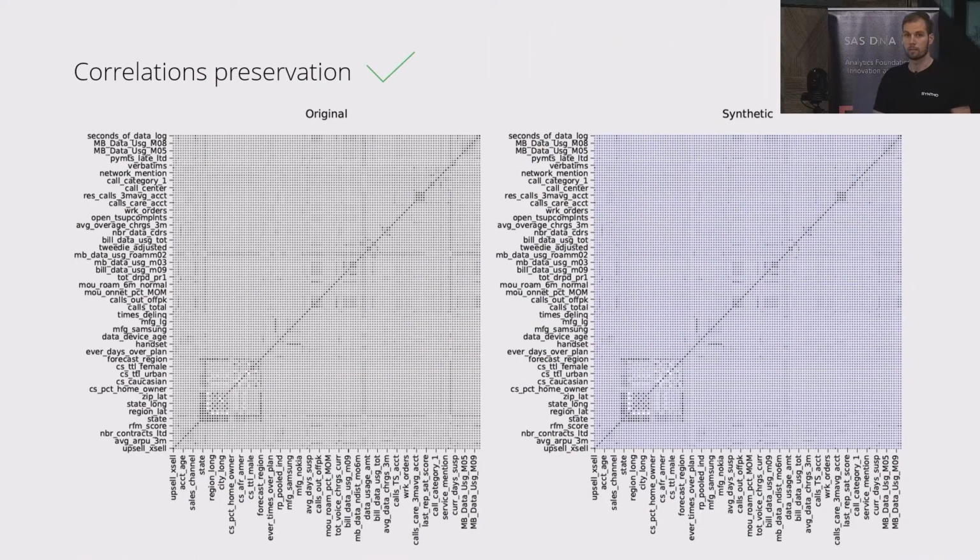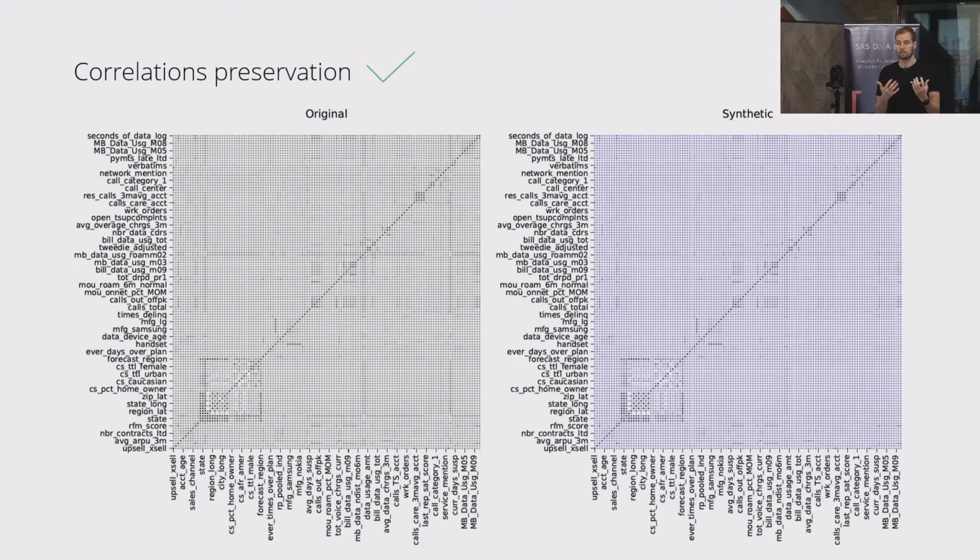Then when we go to the correlations, we have a correlation matrix where we compare on the left side the original data and on the right side the synthetic data. Normally a correlation is between -1 and +1, but for illustrative purposes we indicated it with color intensity to really compare the patterns. And also here we see similar results.